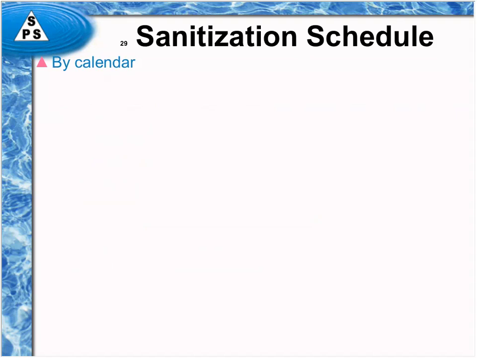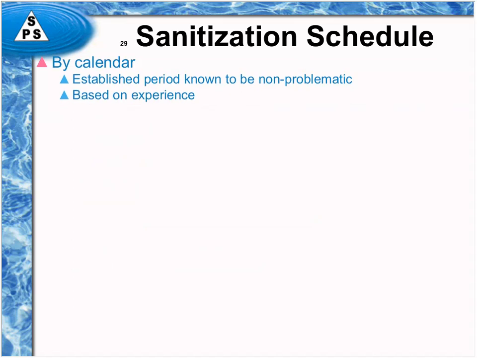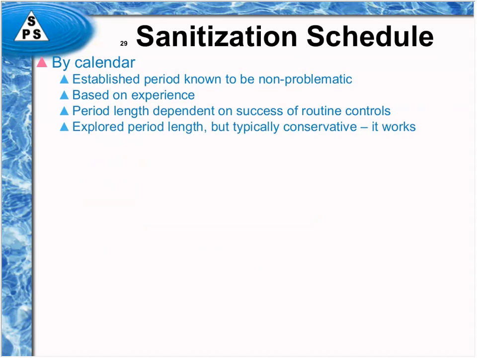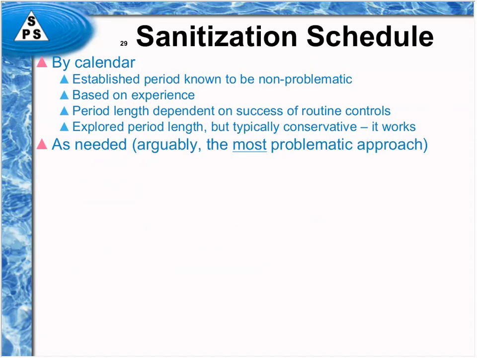Now, by calendar, this is the way I thoroughly recommend you doing it. You need to establish a period that's known to be non-problematic based on experience, and that period length is dependent upon any kind of other routine controls that you have going on to control biofilm growth and pioneer survival and whatnot. And you can explore the period length, but typically be conservative and use what works.